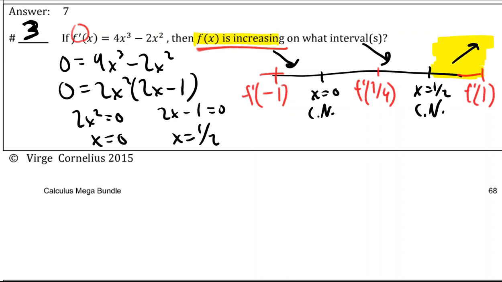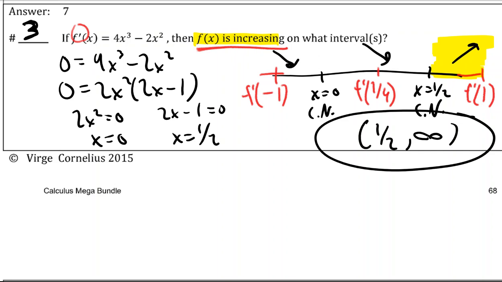So when is it increasing? You've got this little visual right here. It's increasing from 1/2 to infinity. That's how you were supposed to find that.